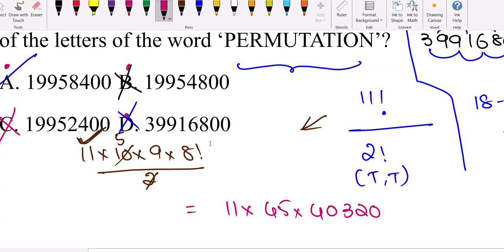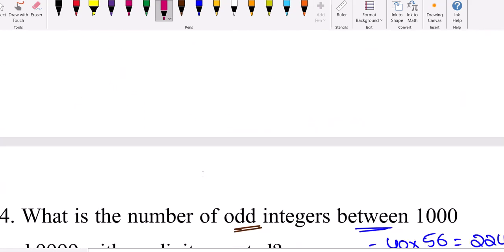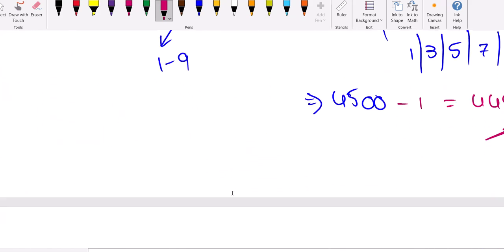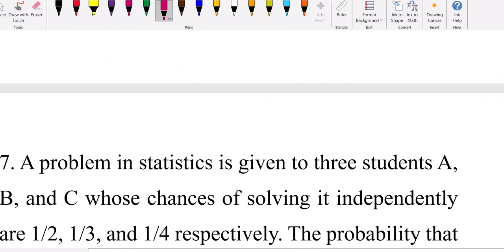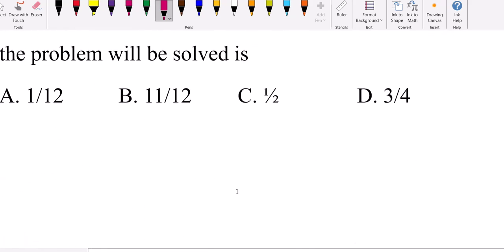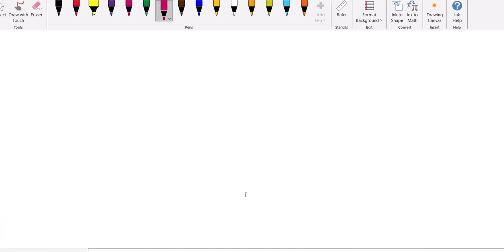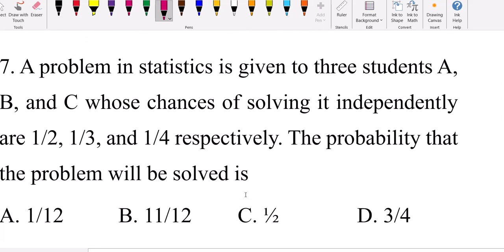Question number 7. This is related to probability. See the question carefully.